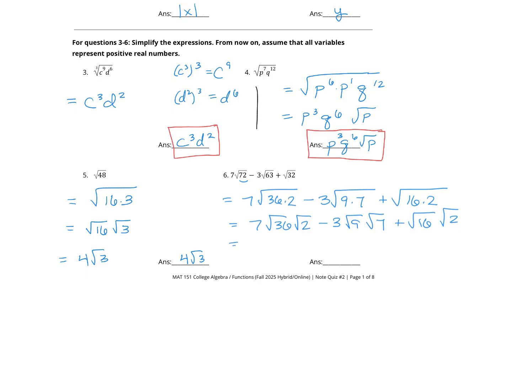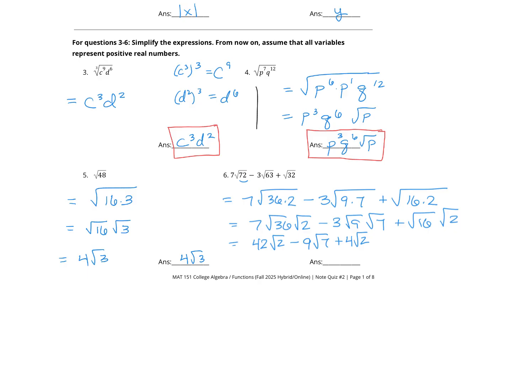And then we have the 7 times the square root of 36. Well, the square root of 36 is 6. So that's 7 times 6, which is just 42, square root 2. For the next term, the square root of 9 is 3. 3 times 3 is 9, so that's 9 square root 7. And then finally, the square root of 16 is 4, so that's plus 4 square root 2.